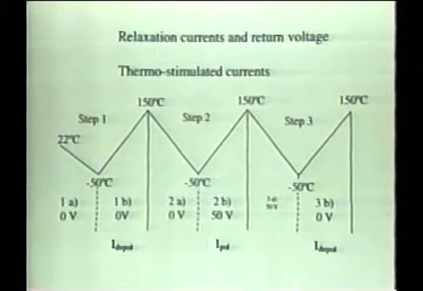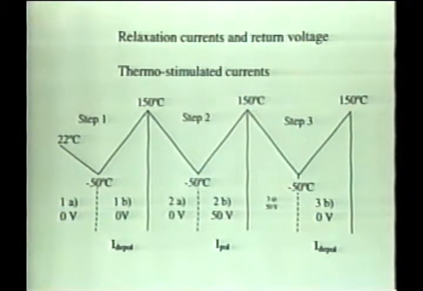In the bottom figure, you can see the 3-step process that we have used to do the thermostimulated current. First, we decreased the temperature from room temperature down to minus 50 degrees Celsius without any voltage applied. The temperature was then increased to a maximum of 150 degrees Celsius, during which time we measured the releasing of the charge, giving rise to a depolarization current.